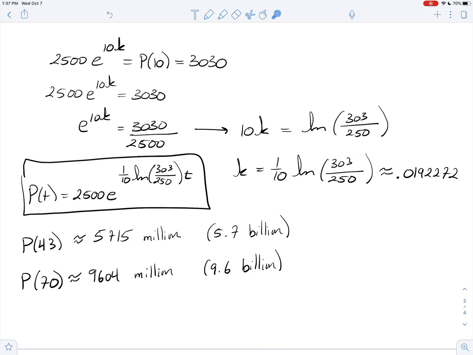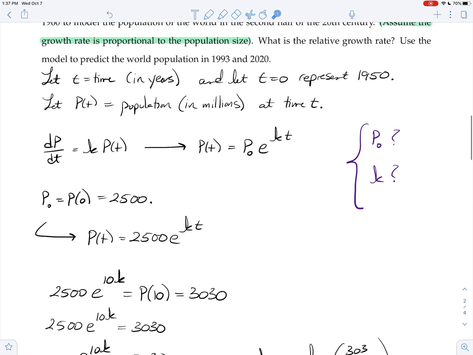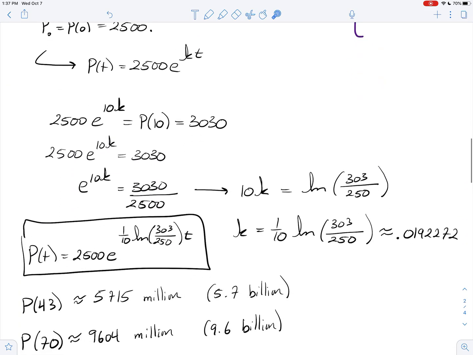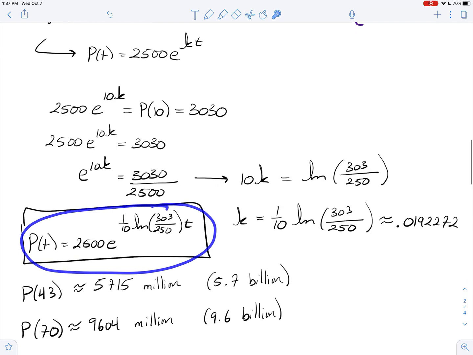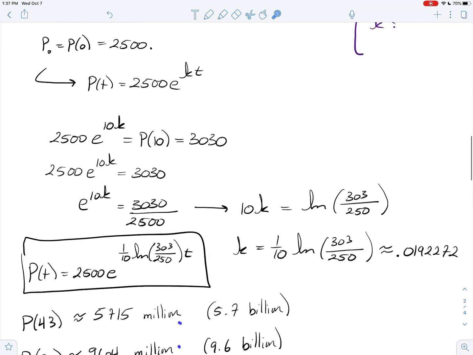But nonetheless, this is the answer to those questions. We were asked to find a model, which we did. Here's our model. And then we use that model to estimate population in different times. Notice I had to use the natural log to be able to solve this equation for k and get that growth rate constant. So, all right, great job. We'll move on to example 2 when you're ready in the next video.